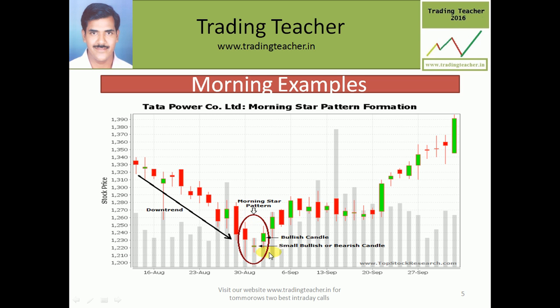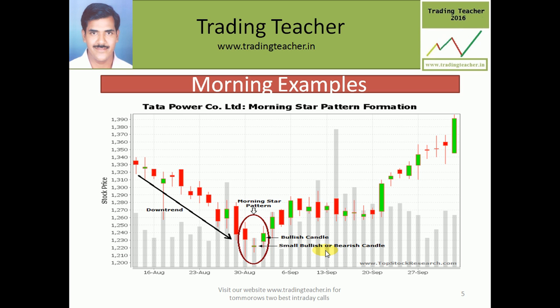The first candle was a bearish candle, the second was an indecision candle like a doji, and the third was a bullish candle. A large drop in price, indecision, and again a large rise in prices. So we can say these 3 candlesticks formed a morning star pattern. From this the market went upside. Here a small bullish or bearish candle is also acceptable, or a doji, doji star, long-legged doji, butterfly doji, or anything similar.